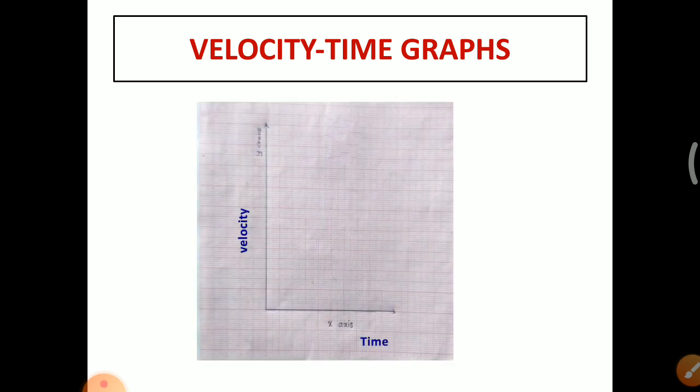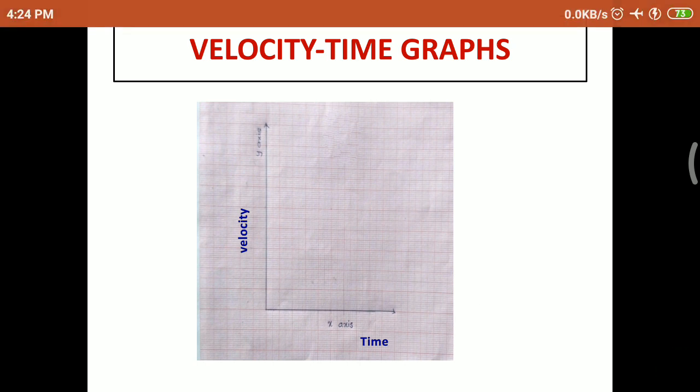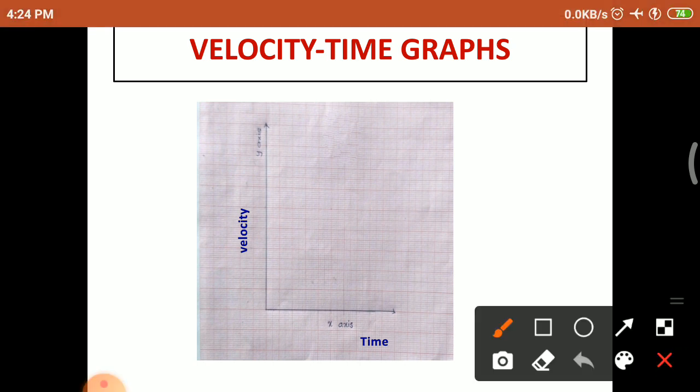The next, we are going to see velocity time graphs. Till now we learned about the distance time graph. Now we are going to learn the velocity time graph. So what is meant by a velocity time graph? The same as the distance time graph, in a velocity time graph, the time is represented on the x-axis and velocity is represented along the y-axis.